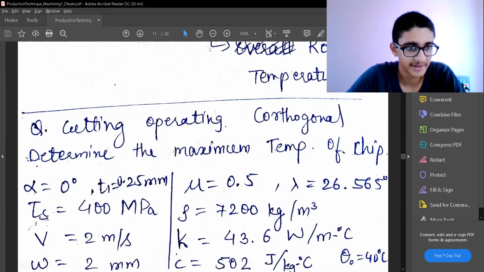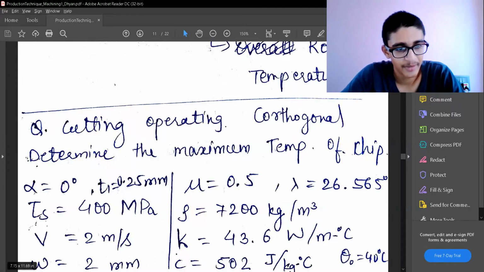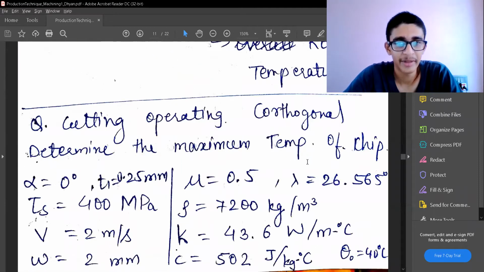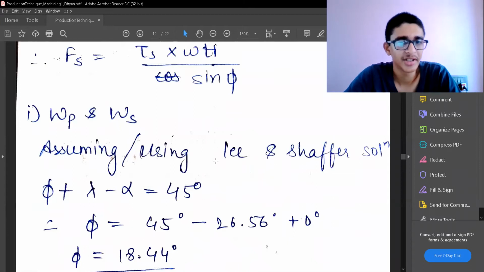Alpha is given, t1 is given, tau as shear strength, velocity, the chip width of the machining, mu is the friction coefficient, lambda is the friction angle, rho is the density of the material of the workpiece, k is the thermal conductivity, c is the specific heat capacity, and theta naught is the ambient temperature. And we need to figure out the maximum temperature of the chip. So we need to do all the things which we have studied in the previous two videos.